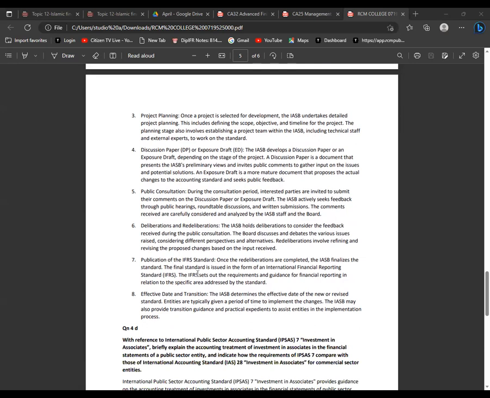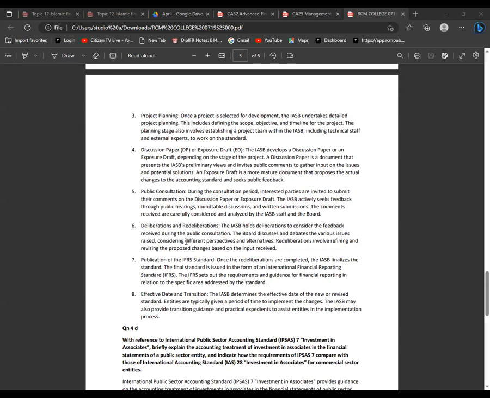From there now we have the concept of, after they have done the final revision, publication of the IFRS standard. Once the deliberations are completed, the ISB finalizes the standard. The final standard is issued in the form of an international financial reporting standard. The IFRS sets out the requirements and the guidance for financial reporting in relation to the specific area addressed by the standard. And then, of course, they will be able to define the effective dates and what transition requirements do we have, and are you allowed, for example, to do early adoption?